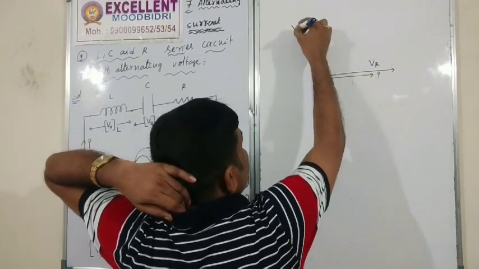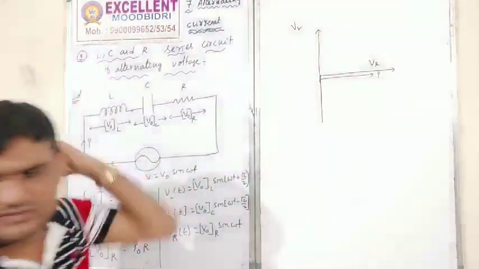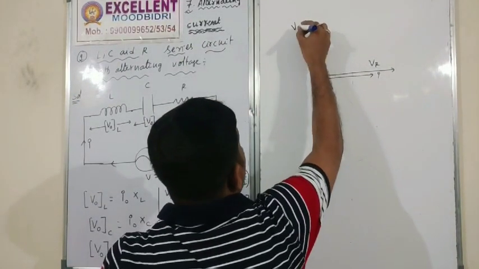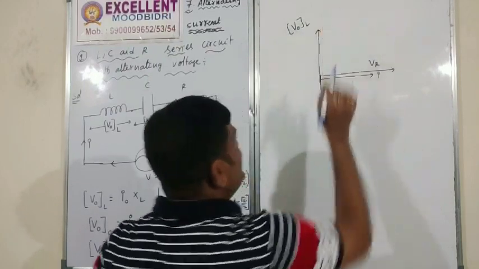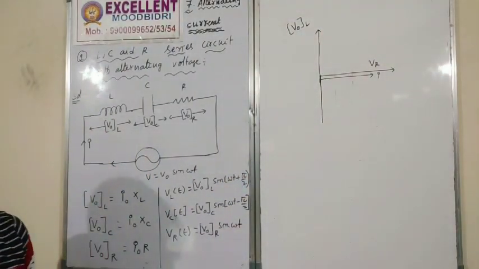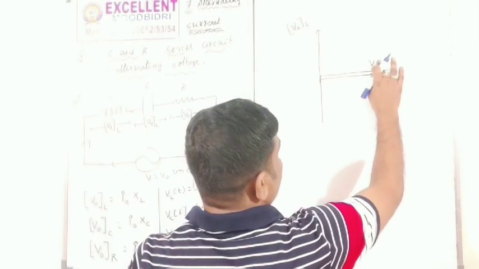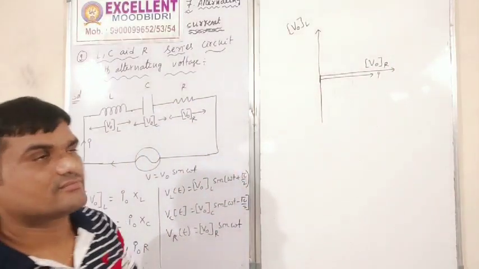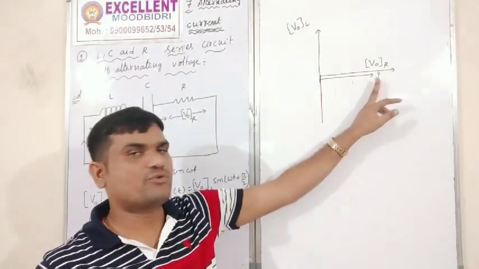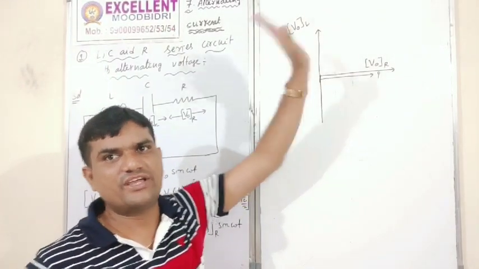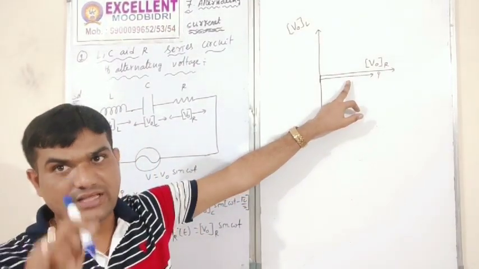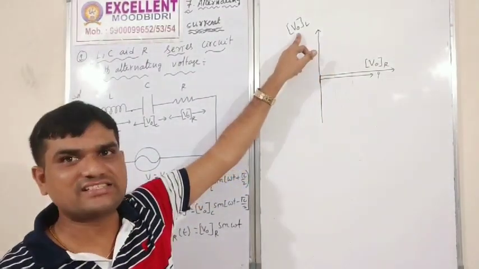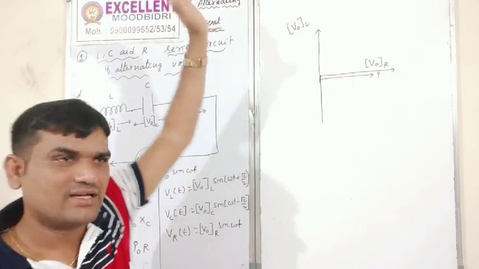Now I will consider VL, meaning V naught suffix L. And I will consider V naught R, the peak voltage, which is proportional to the current. Then current and voltage are perpendicular in an inductive circuit. Are you following? Right, next one.